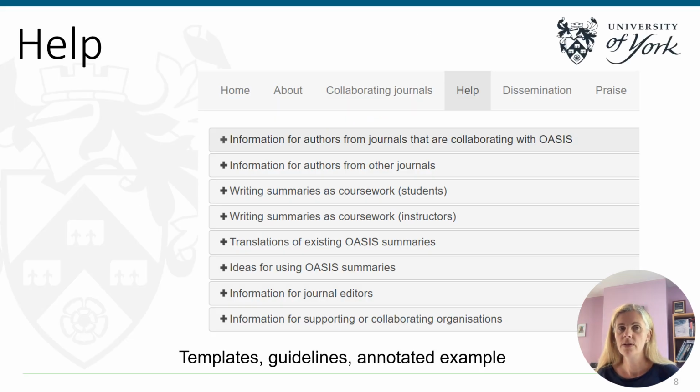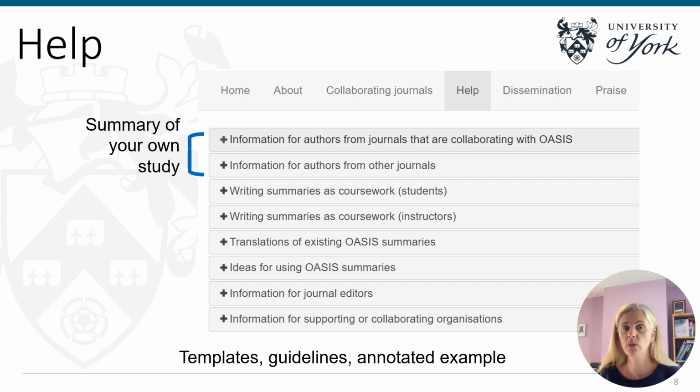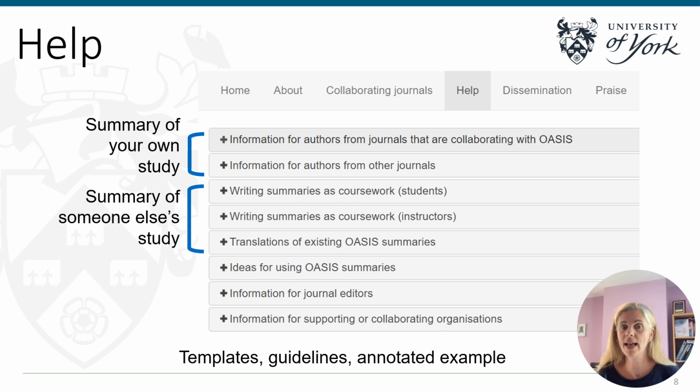We also offer some detailed help pages. This is help for people who want to write a summary of their own study, people who want to write summaries of someone else's study. And we offer a range of templates, guidelines, and an annotated example.